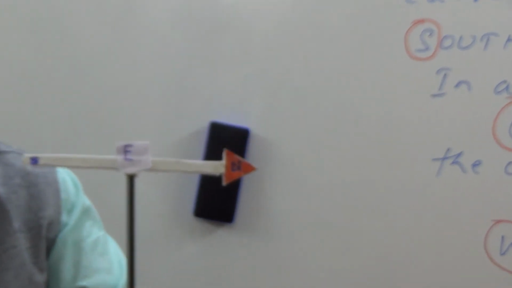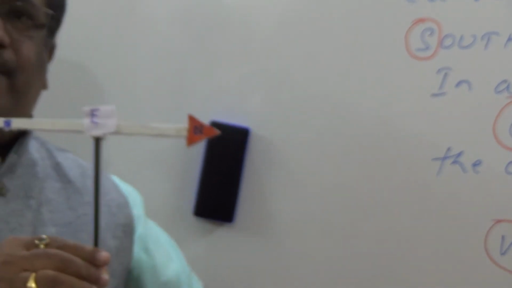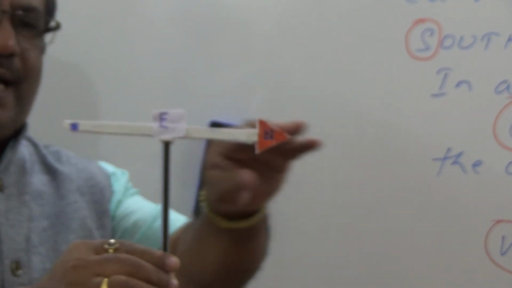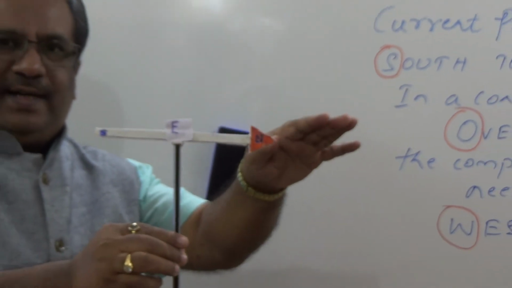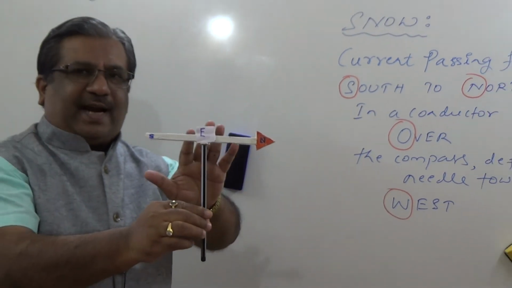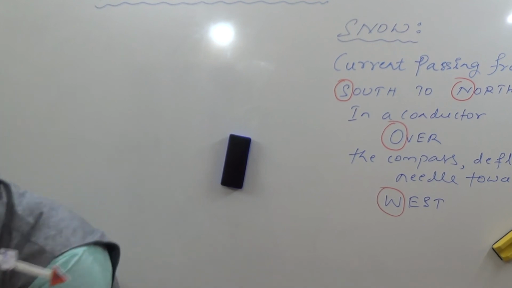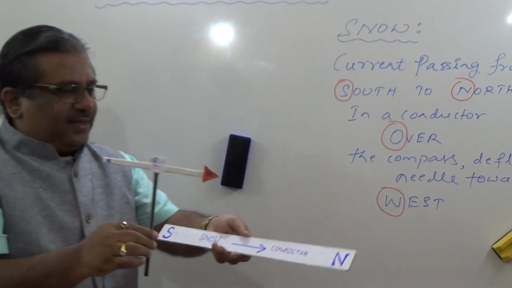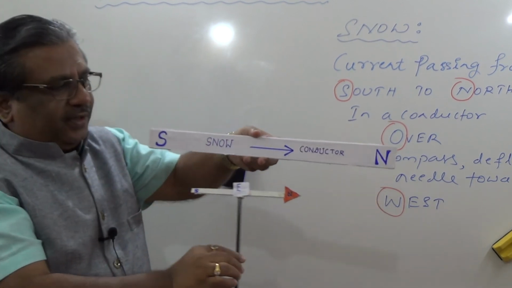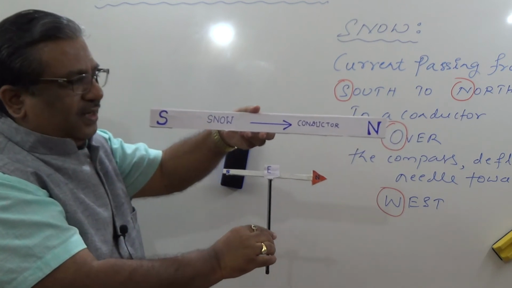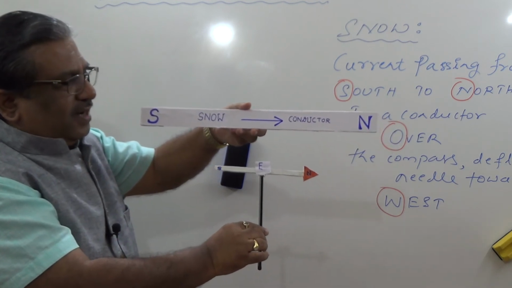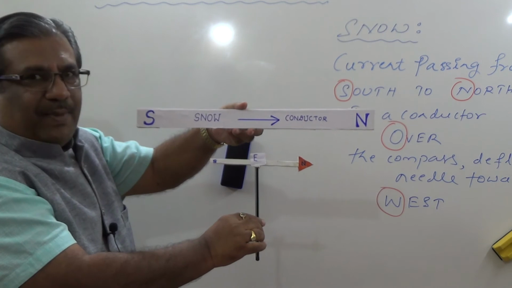Now what I will do here is, once this is balanced along the south north directions of the earth, it will stand like this. Now I will bring a conductor, and what I will make is, I will place the conductor over this. Is it clear? I am placing the conductor over the compass.